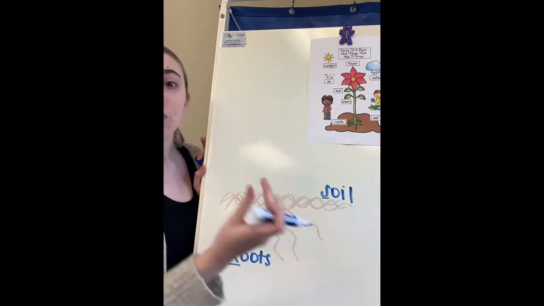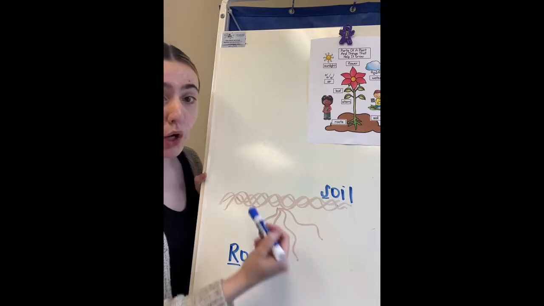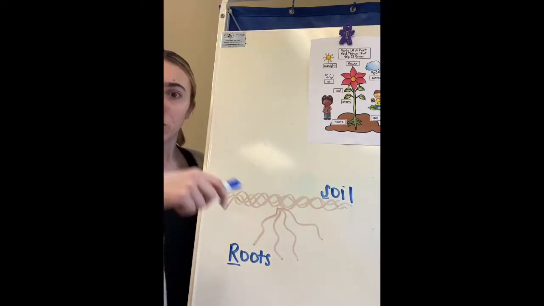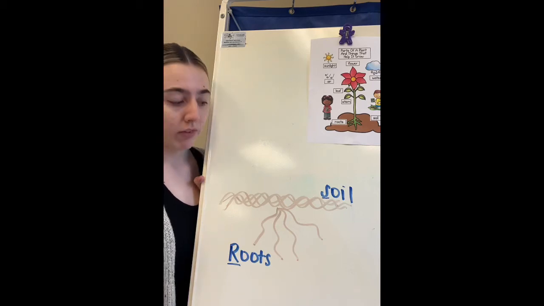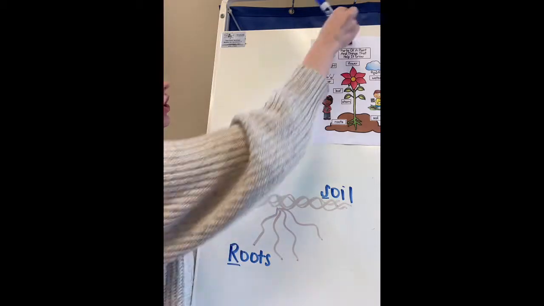So I'm gonna go over it again. The roots, they what? They hold the flower into place, and they also soak up the water and nutrients, the vitamins that the flower needs. Like when you water the plant with a watering can, the roots are the ones that soak it up and give to the flower. Okay, my friends, good job.